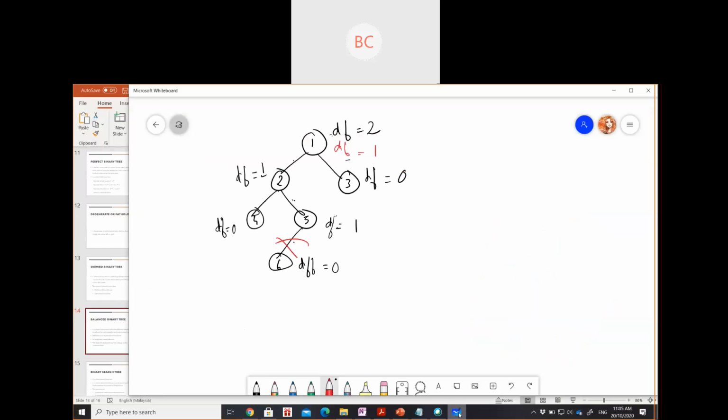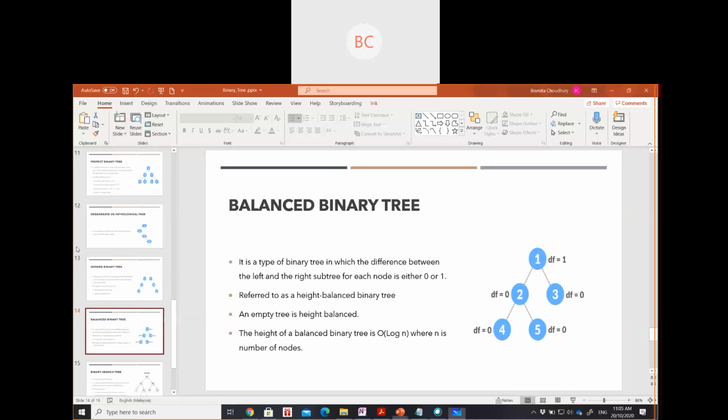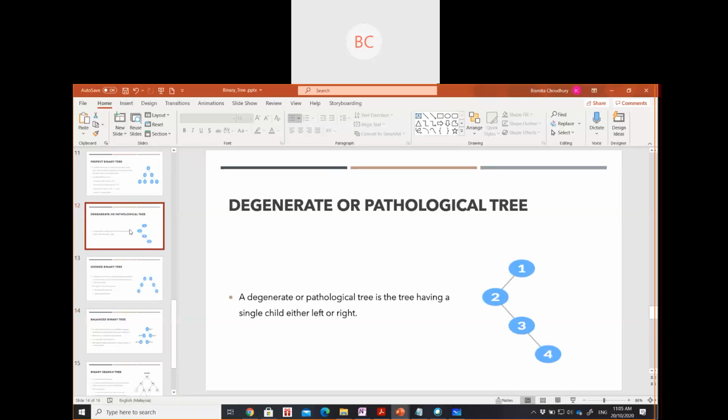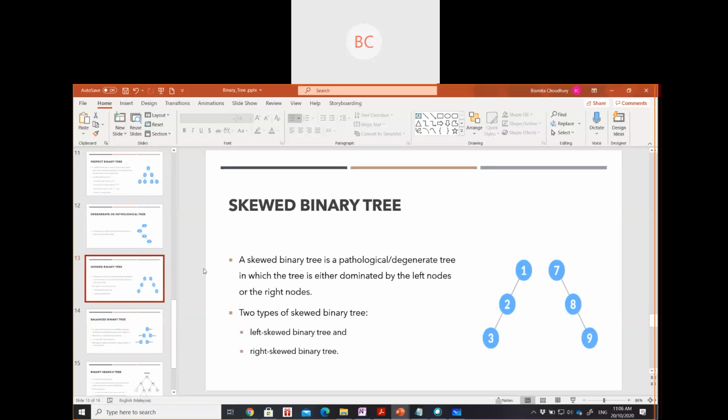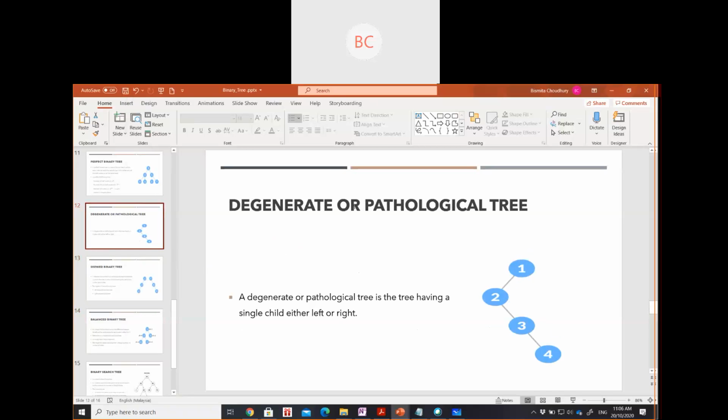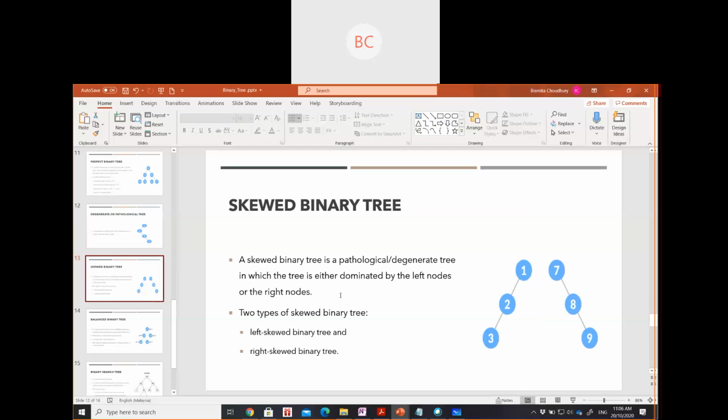So, how many types of binary trees have we seen today? One is full binary tree, one is complete binary tree, one is perfect binary tree, one is this balanced binary tree, then your skewed binary trees, and the degenerate. Skewed binary trees are just a type of degenerate or pathological trees. So, skewed can be just a single child, and it can be either towards the left or the right, and based on the domination of left and right subtree, it can be left skewed and right skewed.